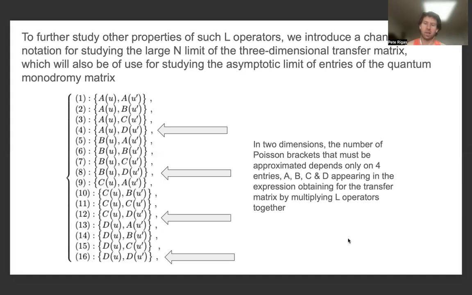This is to say that in 2 dimensions, a number of Poisson brackets that are to be approximated depend only on the 4 entries from the 2x2 transfer matrix and the 2x2 quantum monodromy matrix. This is important because it relates to the expressions that we obtain for multiplying L operators together, which we had also discussed very thoroughly, and how this relates to the direction of the arguments that we have to take for a QISM type approach in 3 dimensions.